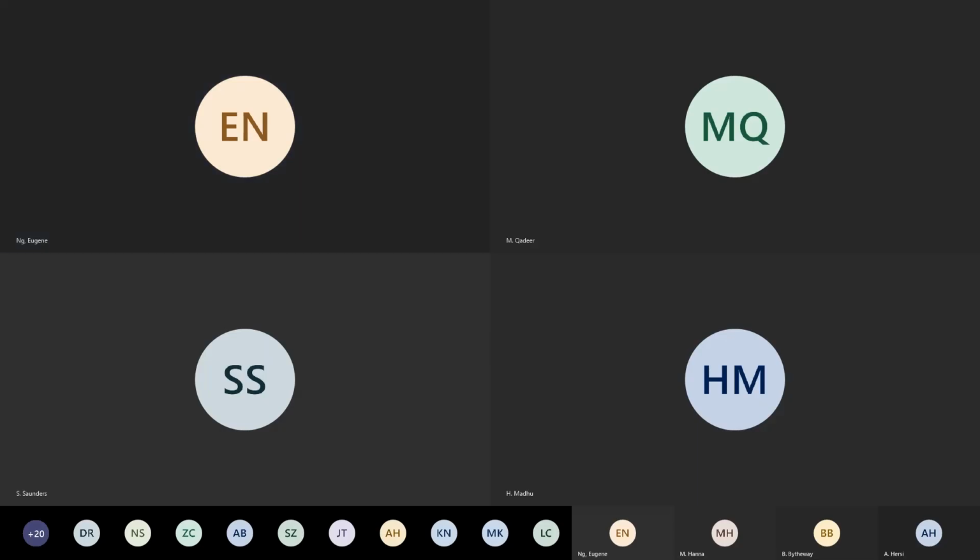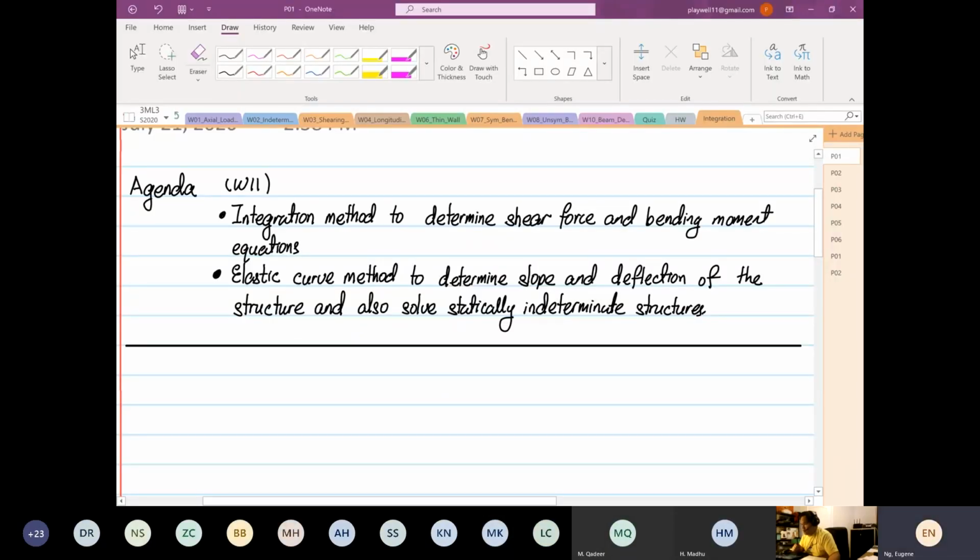Today's topic is going to be mathematically intensive. We're going to use the integration method to determine the shear force and bending moment equations, and I would like you to see the advantages of using the integration method. It's a very powerful method. Then we're going to look at the elastic curve method, a different technique that I'm going to show you, to determine the slope and deflection of the structure.